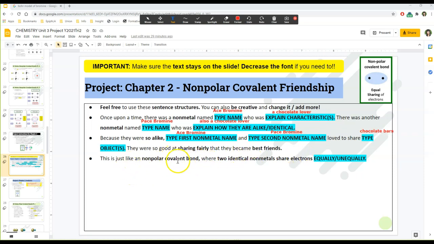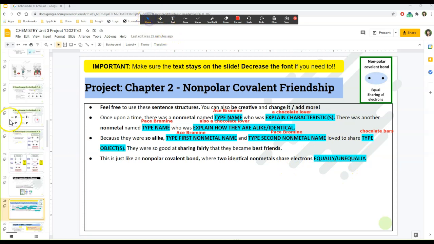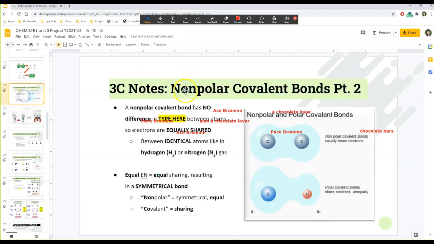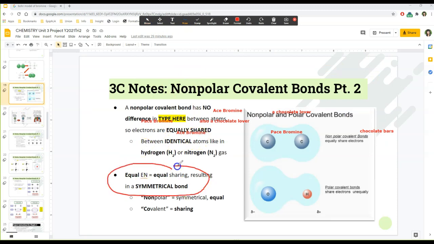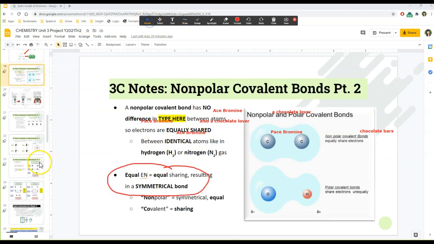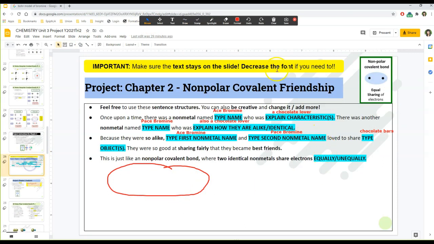This is just like a nonpolar covalent bond when 2 identical nonmetals share electrons equally or unequally. Again, you'll need to delete the wrong term there, and we should already know this. We just mentioned that in nonpolar covalent bonds, there is equal sharing. All right, so the answer here for us is on slide 19. So right here, this is on slide number 19. Perfect, okay? And let's go ahead and keep on moving here.